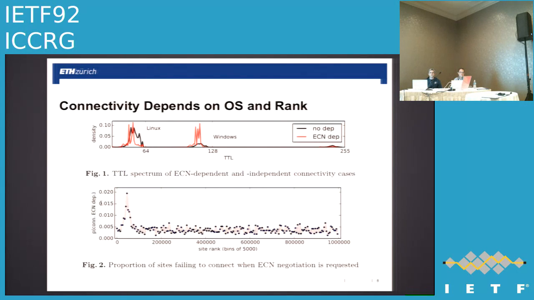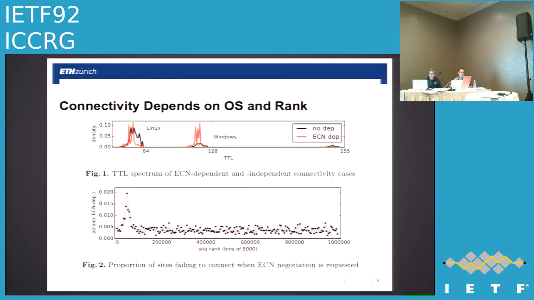Gotcha. The TTL spectrum looks very... 64 and 128 are really large TTLs. Really large TTL values, right? So that's the remaining TTL. So this is the remaining TTLs, of course. Yes. This is basically classifying by the initial TTL, right? So 64 is the default initial TTL on Linux. Okay, gotcha. I missed that.